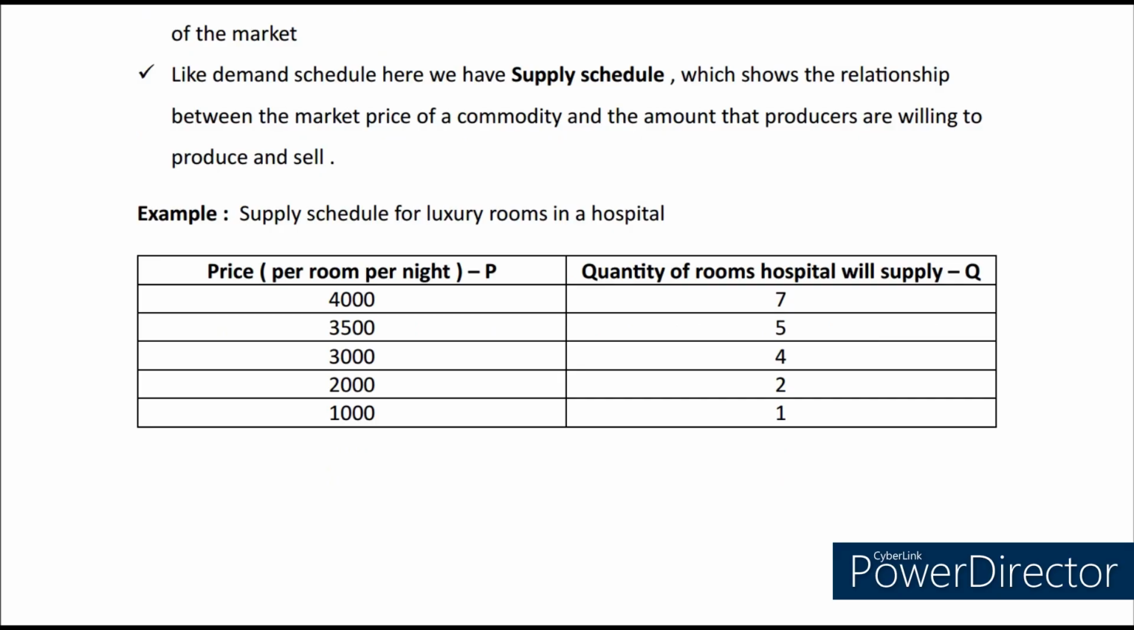So the first column remains the same, that is the price per room per night. So it is 4,000 to 1,000. And in the second column, we can see some change, right? So here we are not taking the quantity demanded by the patients. Okay. Here it is the quantity of rooms the hospital will supply. That is the supply curve for luxury hospital rooms.